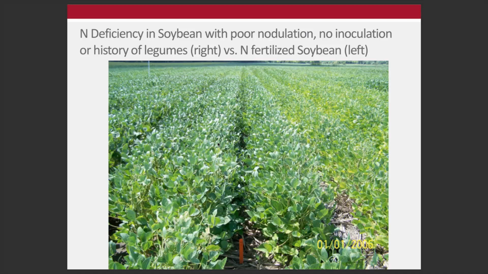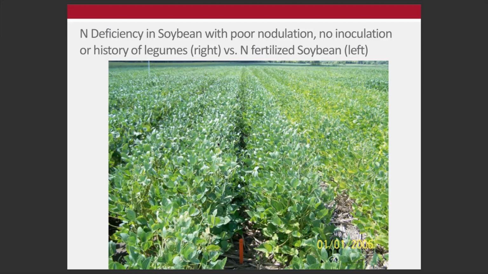Soybeans, nitrogen deficiency is very rare in soybeans. If we have that, it's because we have a lack of N fixation, and that could be partly because of, say, very low soil pH levels. It could be because there hasn't been a history of a legume in this field for a long time, or because that seed has not been inoculated. Those can all happen for sure, but I've yet to see truly well-diagnosed nitrogen deficiency in soybeans.